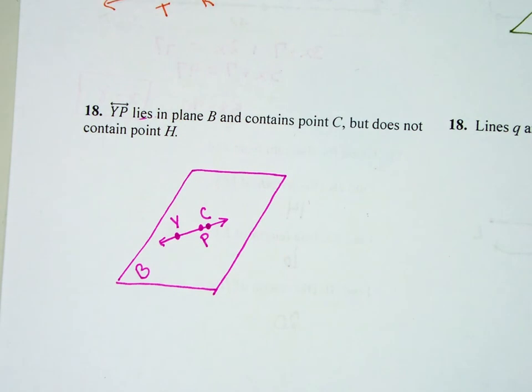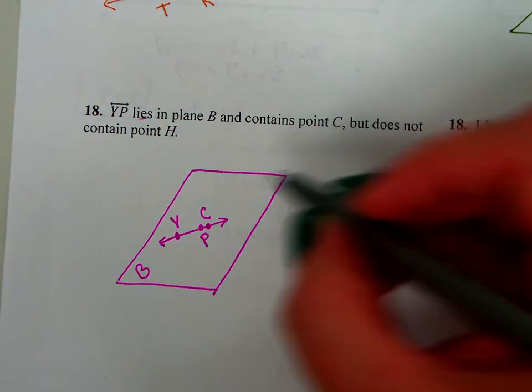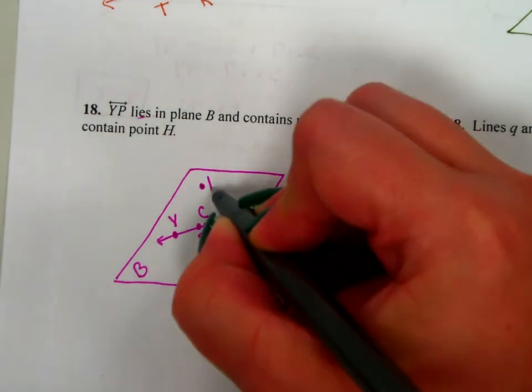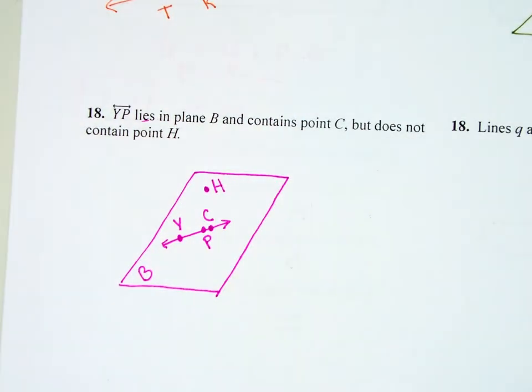What about point H? It's not on the line. Can it be in the plane? Yes. Can it be outside the plane? Yes, because it doesn't tell me whether it's in the plane or not. So I can either put it in the plane, or I can put it out of the plane. Completely up to you. We can all do it different. I'm going to go ahead and put mine in the plane. Point H. I think in the last class I put it outside the plane.